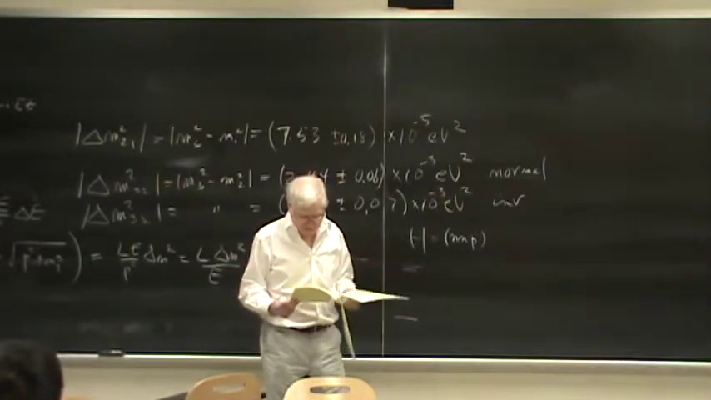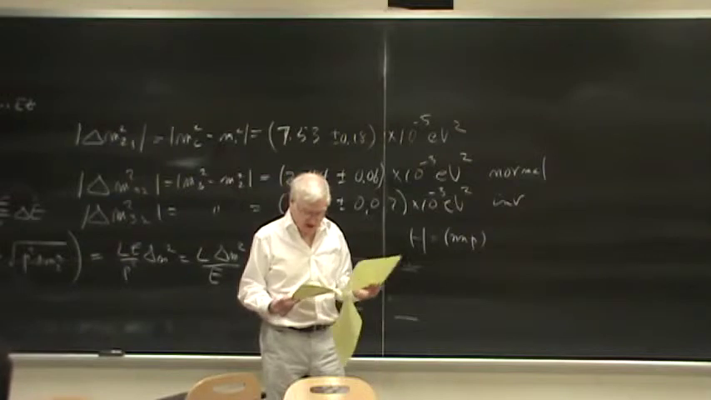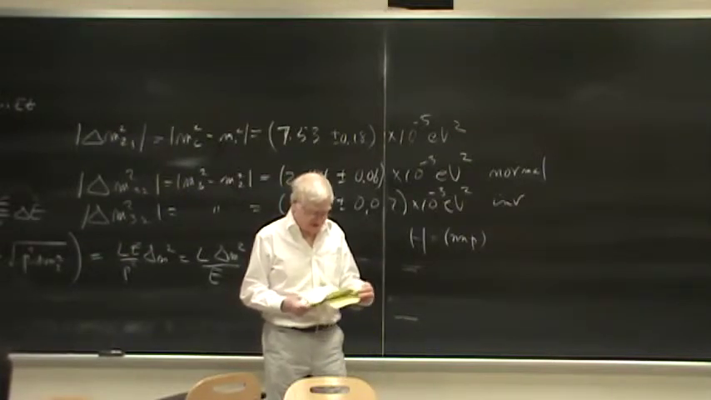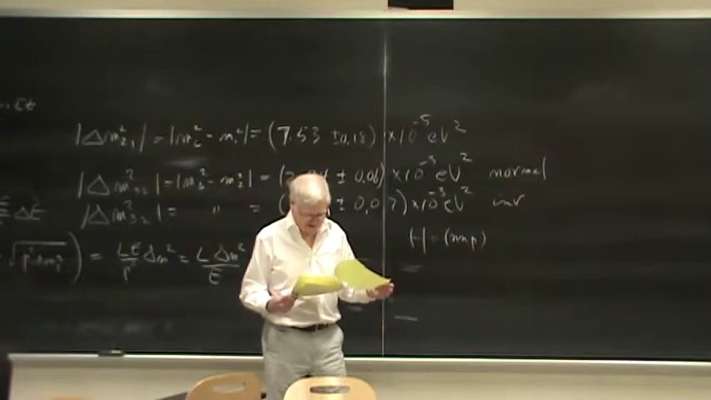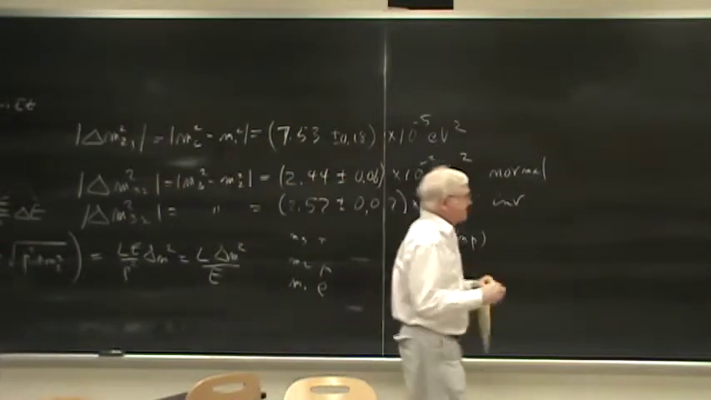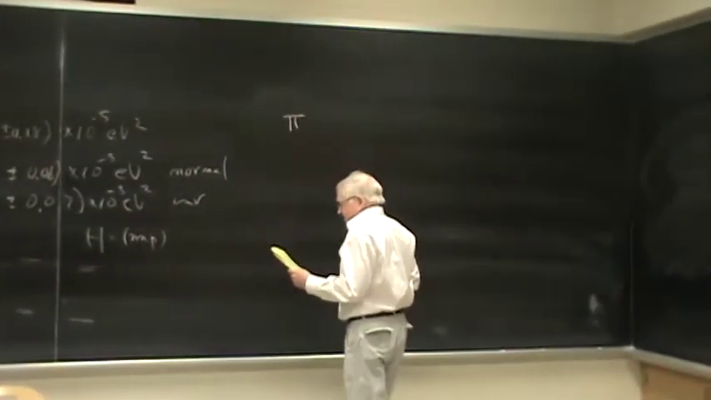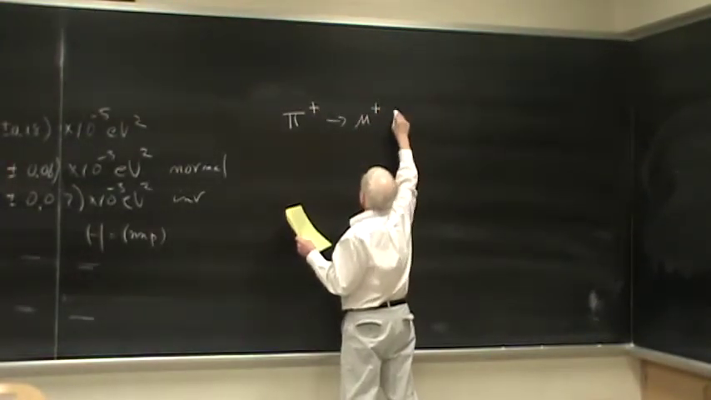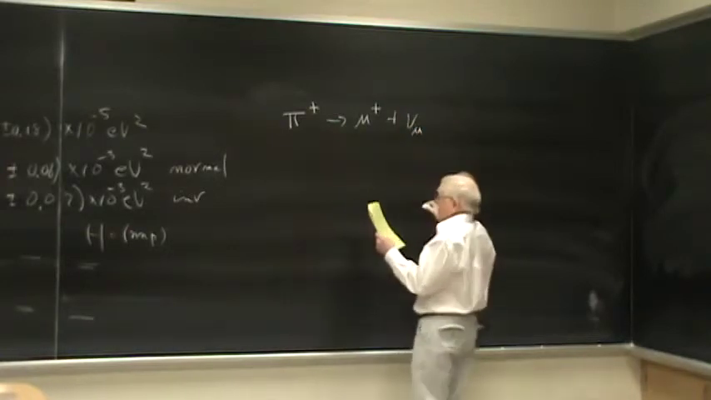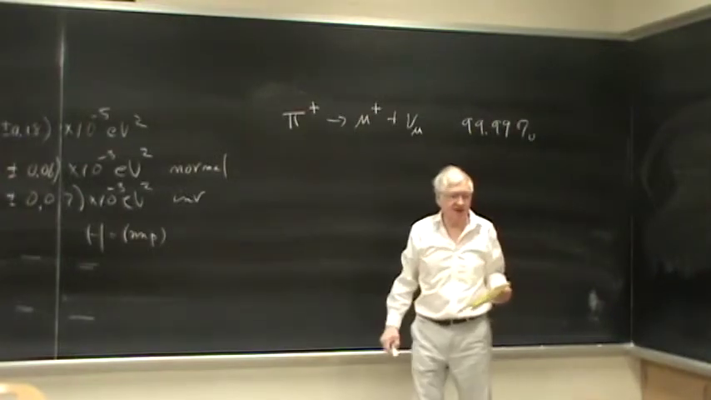And so what I remembered was something that I learned from Sidney Coleman when I was a first-year graduate student. This was back in the 60s. It might have been 63. If not, it was 64. All right, let's think about the decay of the charged pion. So here's what we have. The pi plus goes into a mu plus and a nu mu. And this is 99.99 in round numbers % of the time.